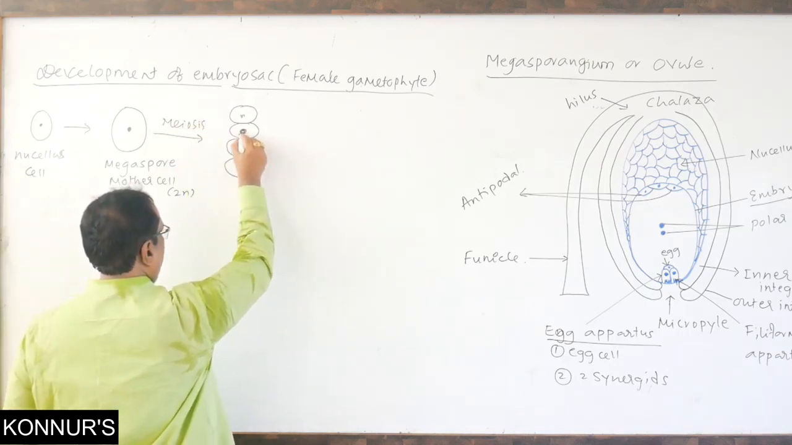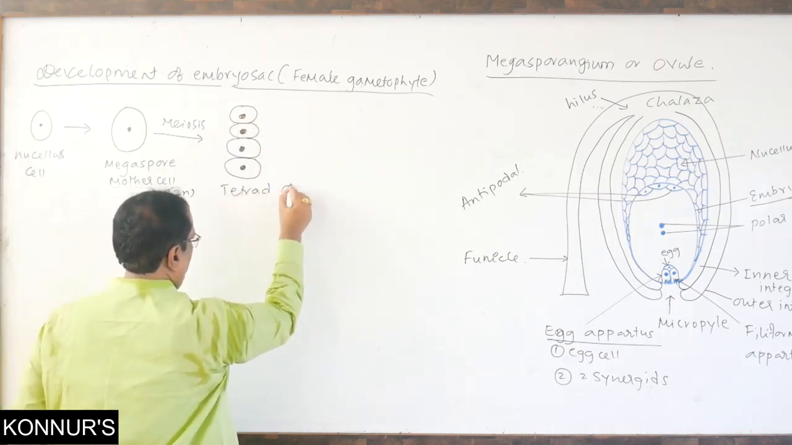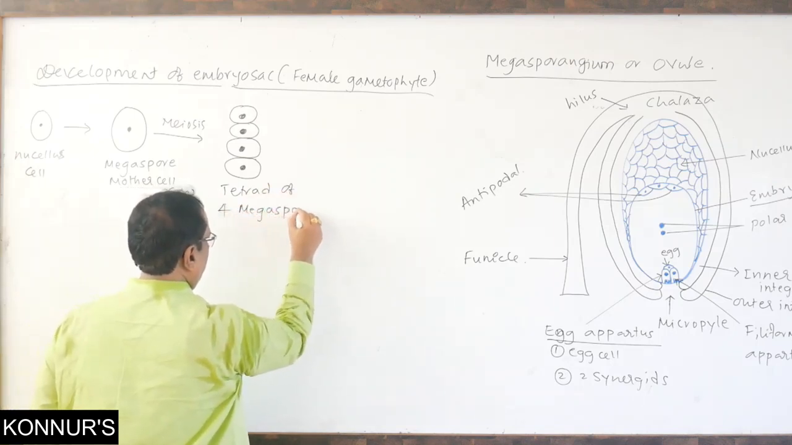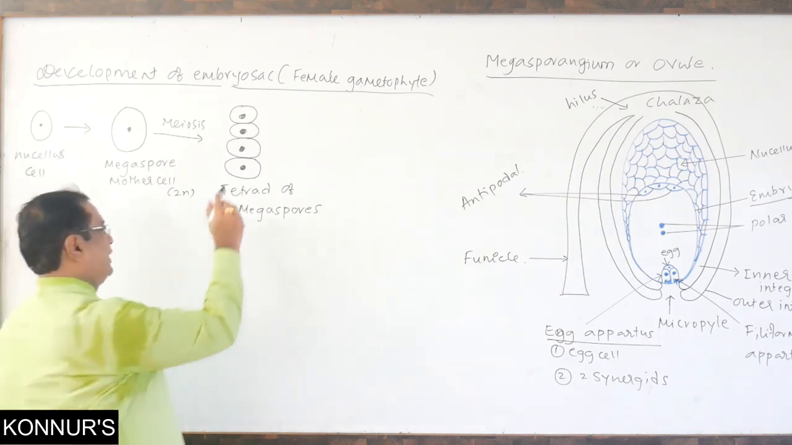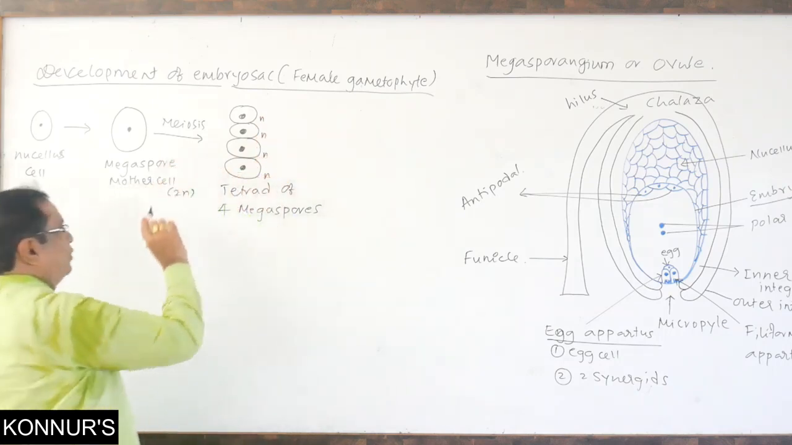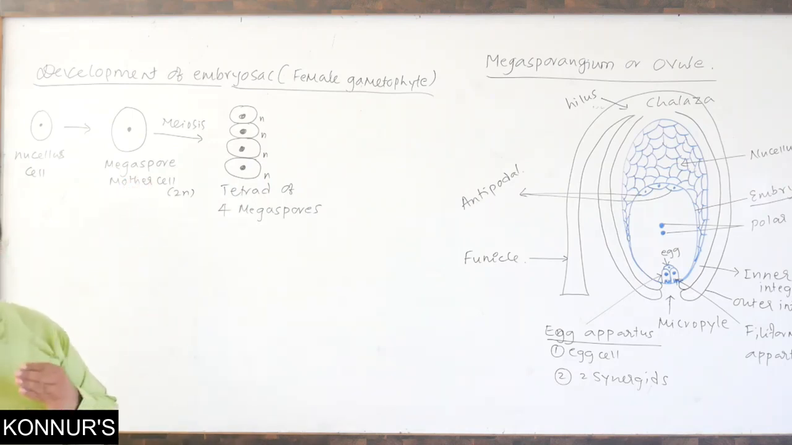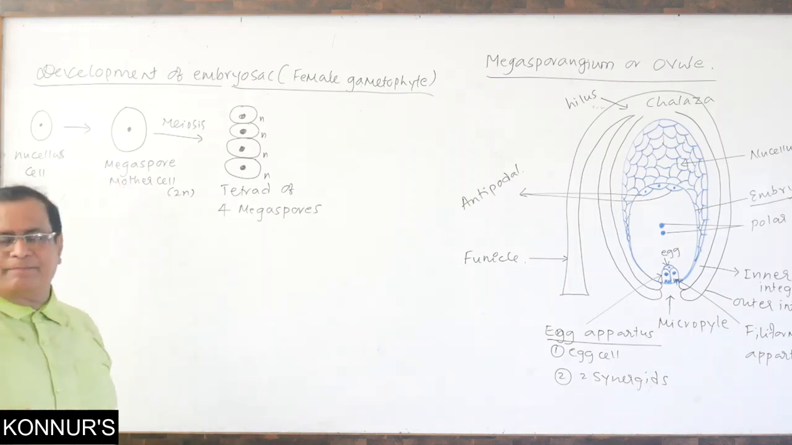A tetrad of 4 megaspores. A tetrad of 4 megaspores is formed. All of them are haploid because meiosis took place. That's why they are all haploid megaspores. They are in tetrad, they are in association. They are formed from megaspore mother cell.